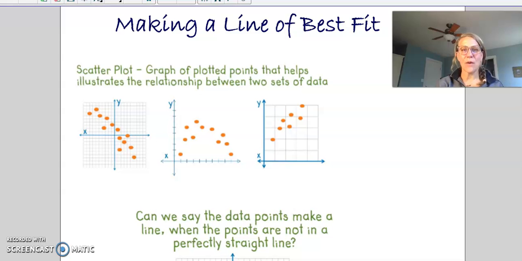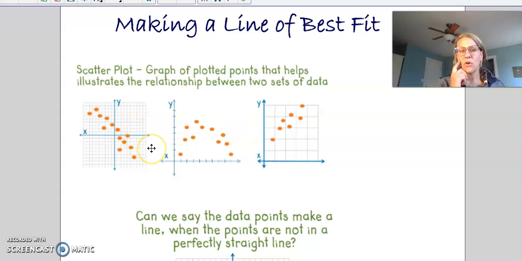All right, so this next step is making a line of best fit. We're going to be looking at some scatter plots, which again is a graph of plotted points that helps show a relationship between two sets of data. Here's an example of a couple of different types of scatter plots.